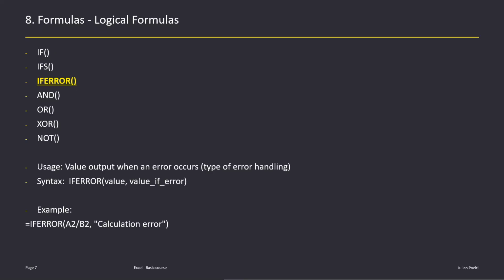There's also the IFERROR function. This will output a value when an error occurs, so it's some type of error handling. For example, here, if B2 is 0, you can't divide by 0. So you will have an error here, and if you don't have this IFERROR function around it, then it will show an error. But with this IFERROR function, you can hand out a value if something is an error. For example, here this is "calculation error".